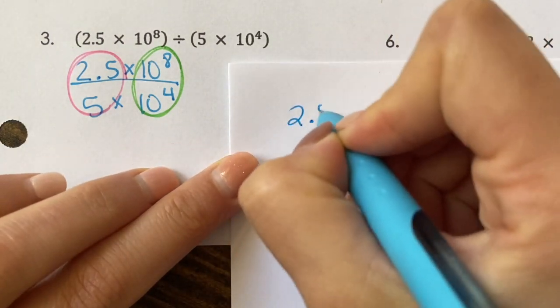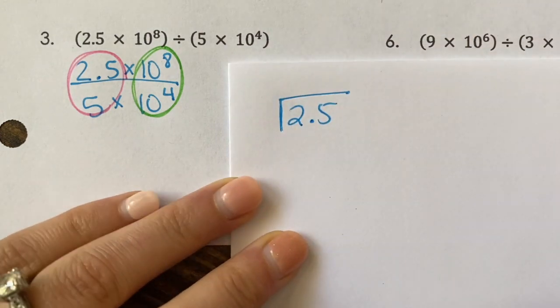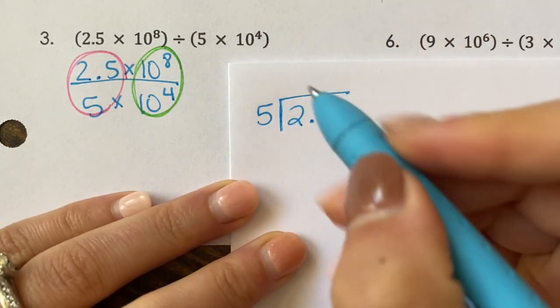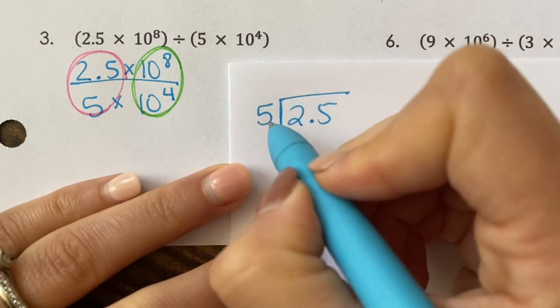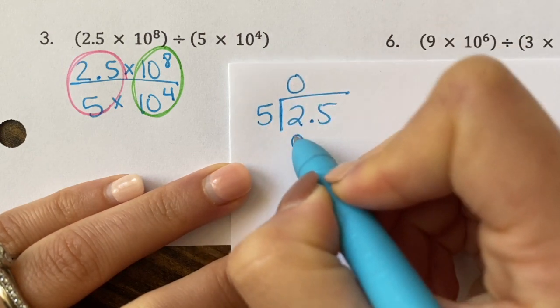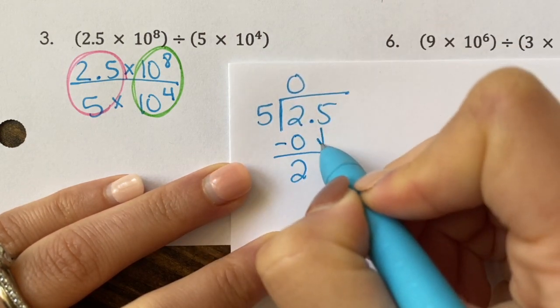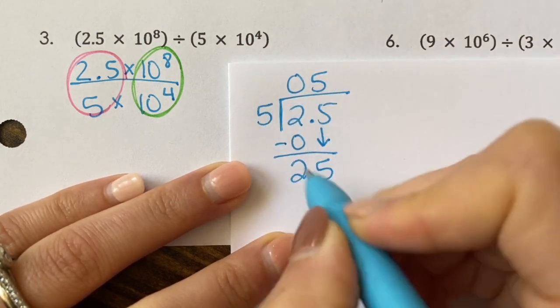is 2.5 under the division symbol, 5 on the outside. You don't really worry about the decimal right now. 5 doesn't go into 2. 0 times 5 is 0. Subtract. Bring down your 5. 5 goes into 25 5 times. 5 times 5 is 25.